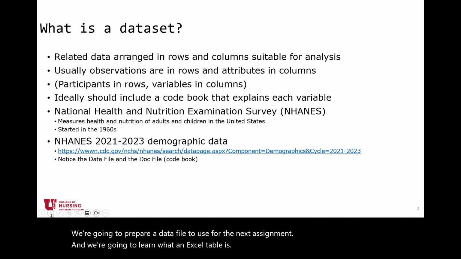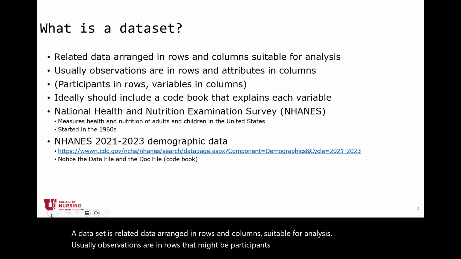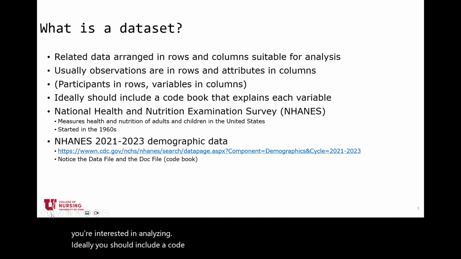So what is a data set? A data set is related data arranged in rows and columns suitable for analysis. Usually observations are in rows. That might be participants or some other thing that you're looking at. And attributes are in columns, and those are the things about the individuals that you're interested in analyzing. Ideally, you should include a code book that explains what each variable is in the data set.